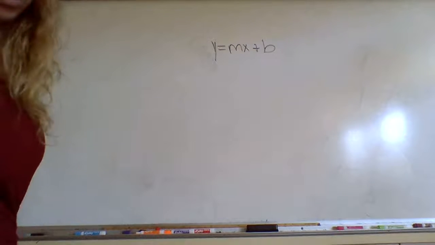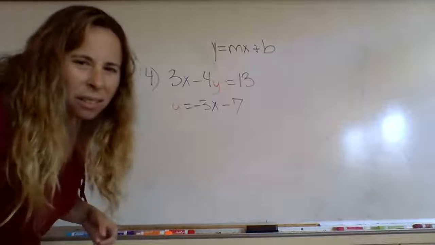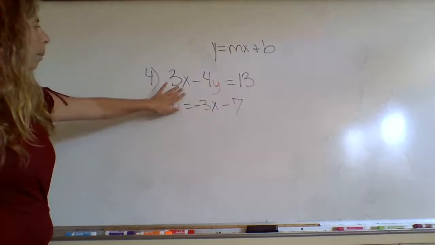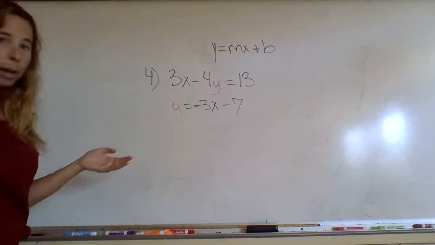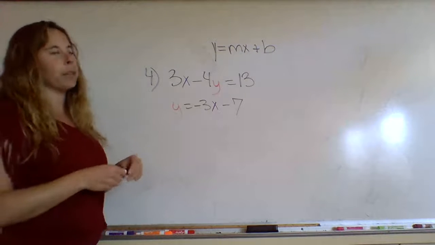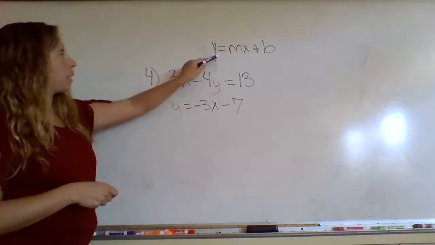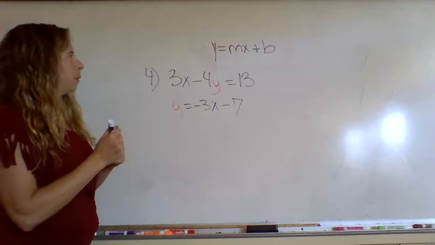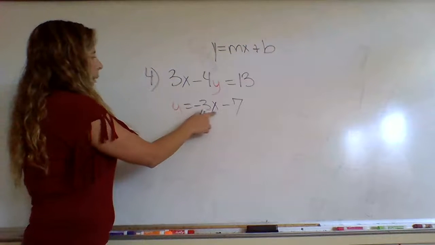I'll start with number 4. Okay, so here's number 4. I just color-coded it a little bit. I made my x's purple and my y's are red. So our first step, following the directions, is get them in slope-intercept form. Okay, y equals mx plus b. M is your slope, and b is your y-intercept.